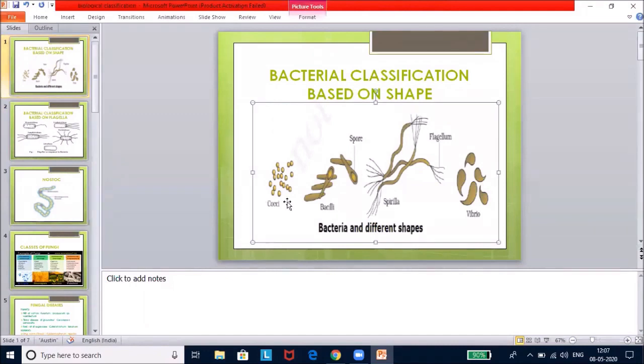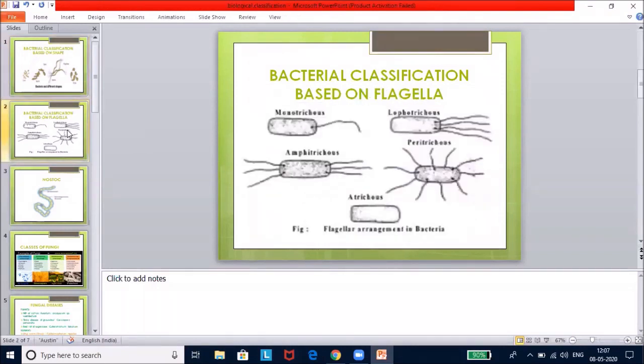Based on their shape, bacteria are classified into cocci, which are spherical in structure, bacilli, which are rod shaped, spirillum, which are spiral shaped, and vibrio, which are comma shaped.